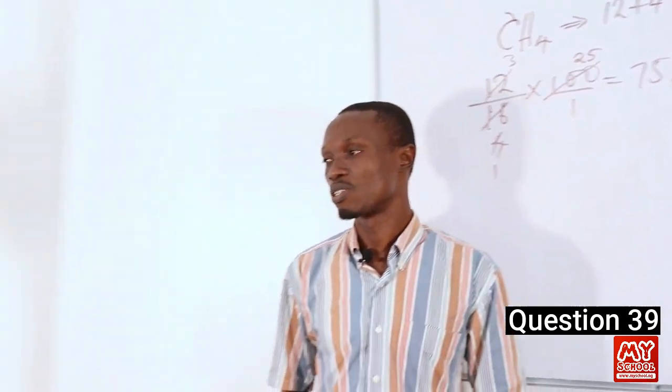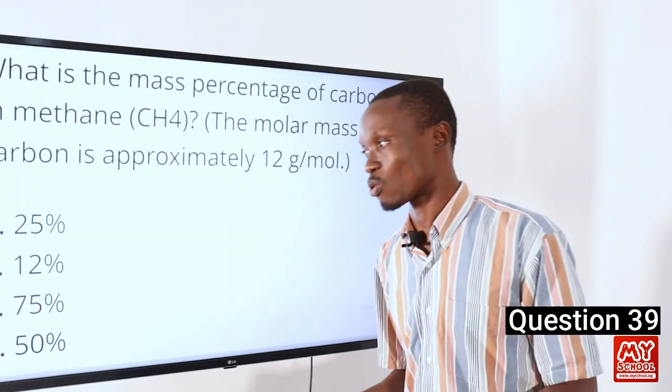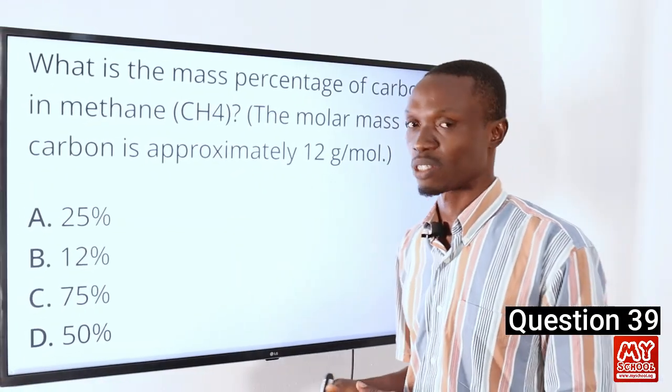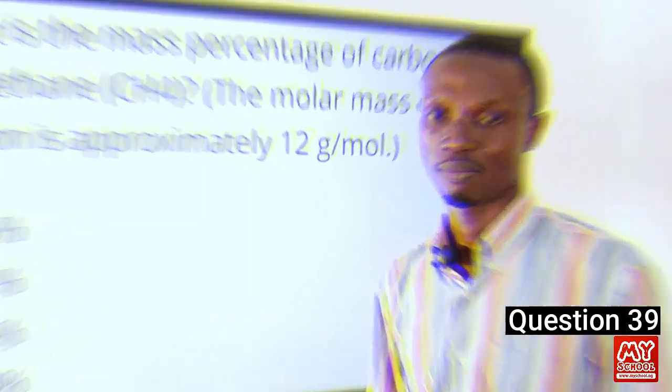So let's move over to the screen to pick the correct option. From our calculation, we got 75%, and that is option C, 75%.